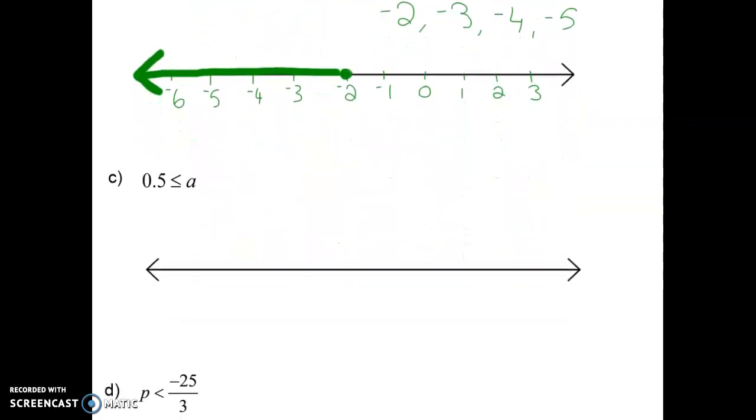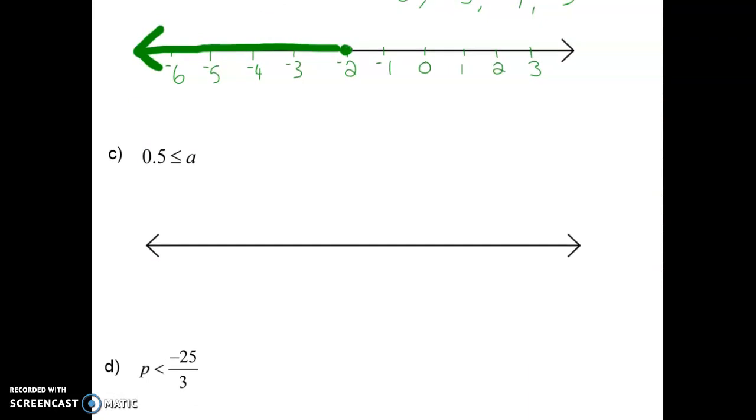Moving on to C. C is also written with the variable on the right-hand side, so I might want to switch it. So instead of 0.5 is less than or equal to A, I know that A is greater than or equal to 0.5. I'm going to put whole numbers on my number line just to make it a bit easier. And I know that 0.5 would be in between 0 and 1, and I'm going to put 0.5 right there.